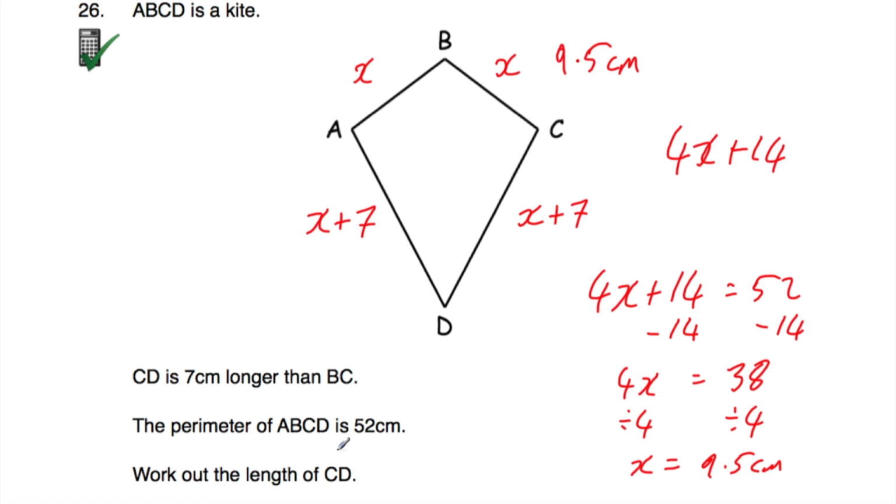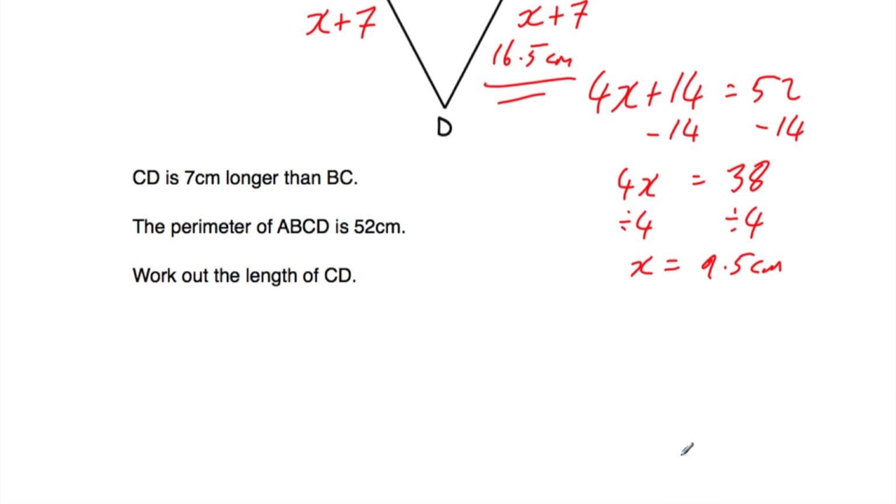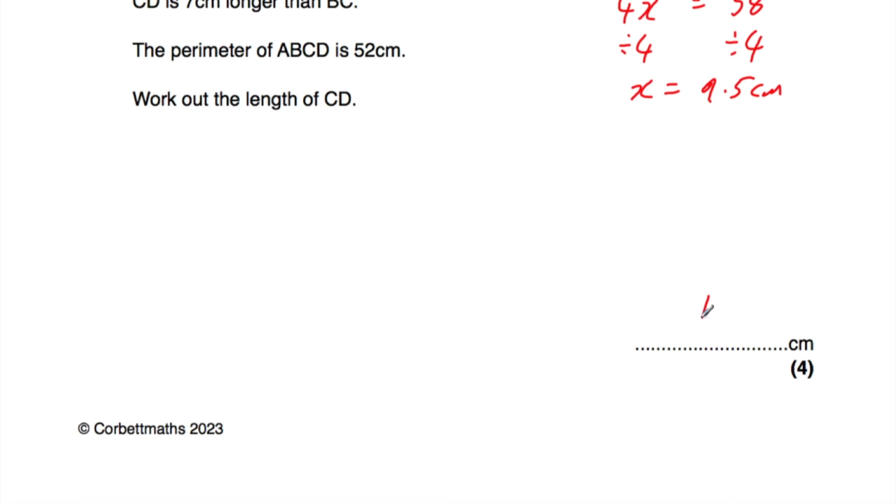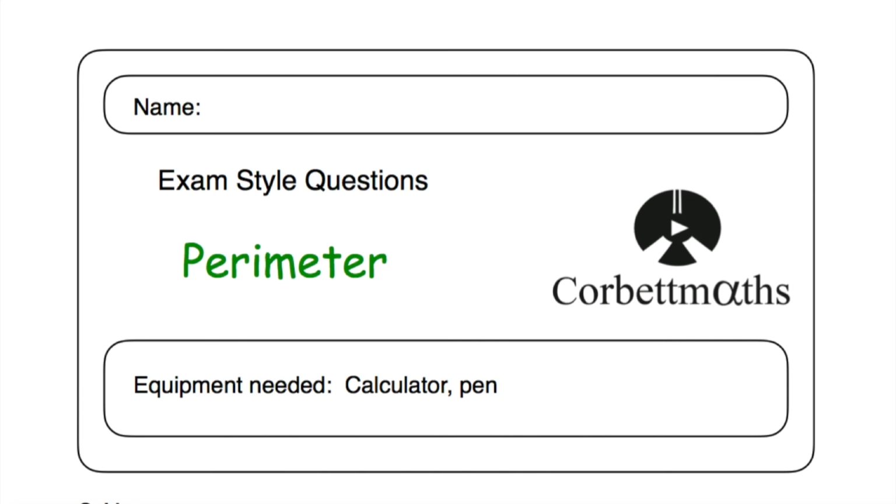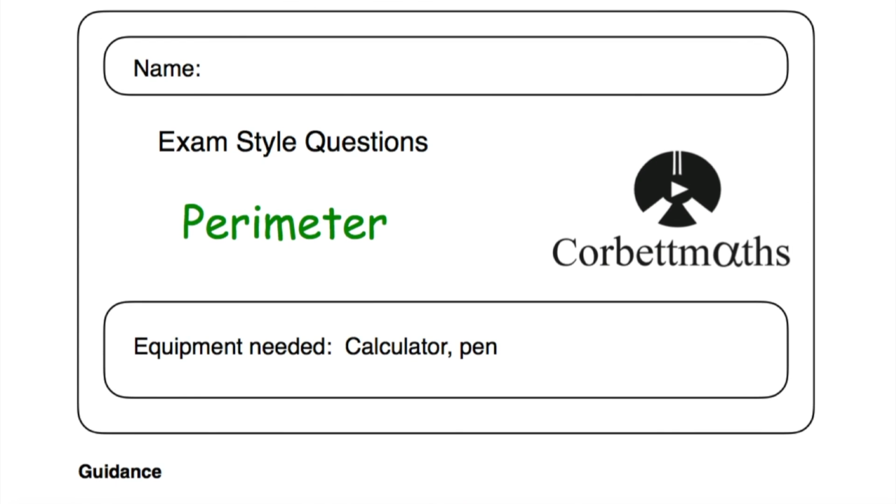But the question asks us to work out the length of CD, this distance here. So that is equal to x plus 7, so we need to add 7 onto this. 9.5 plus 7 is equal to 16.5 centimeters. So the length of CD is 16.5 centimeters. Let's write that down, 16.5 centimeters. And that's it. So these have been the video solutions to the perimeter practice questions on Corbettmaths.